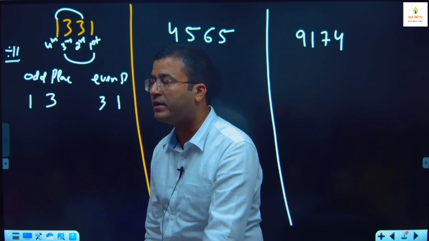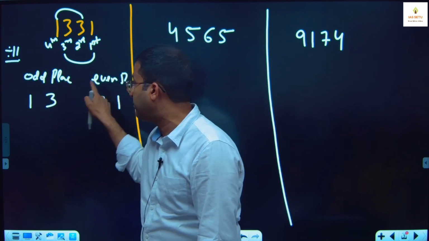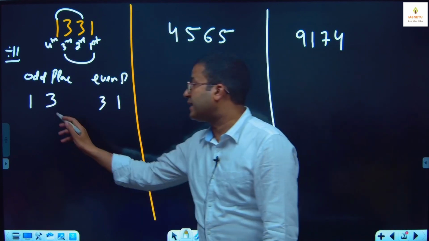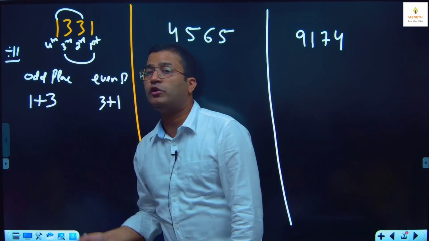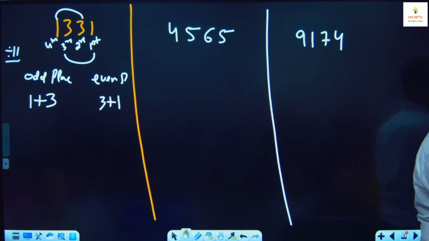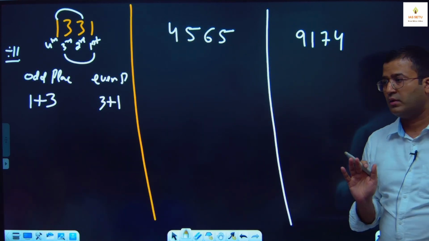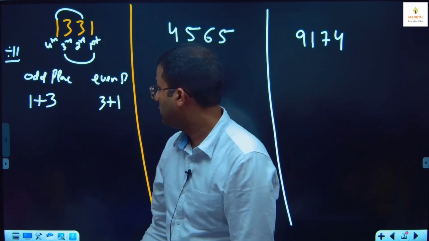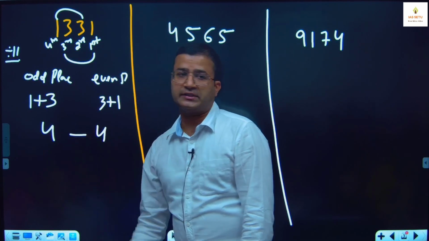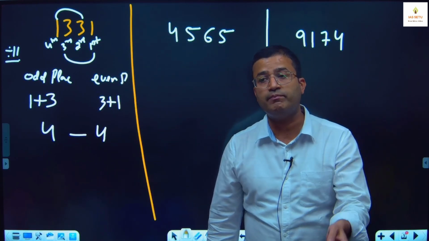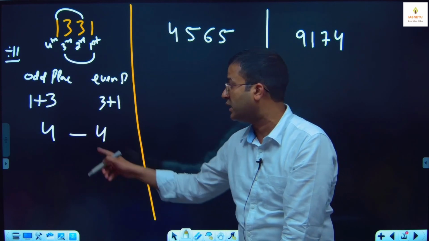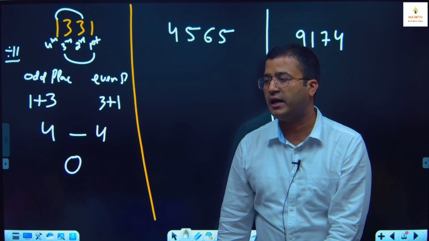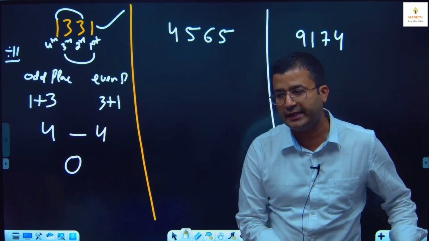I repeat, step number 1, we take odd place digit separately, even place digit separately. Step number 2, we take the strength. We will take the total of the odd place digit and even place digit. Then step number 3, इनकी fight करवाएंगे. Then what we will do, we take the difference of the sum of odd place and even place digit. If this difference is 0, 11 or multiple of 11, then this number is divisible by 11.